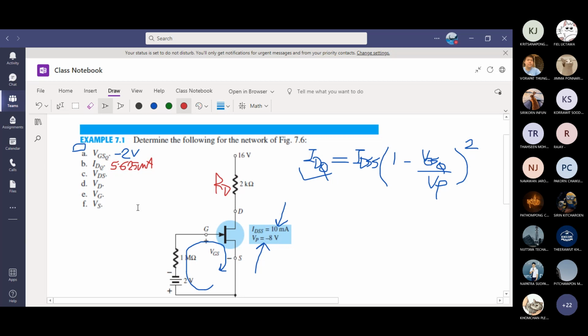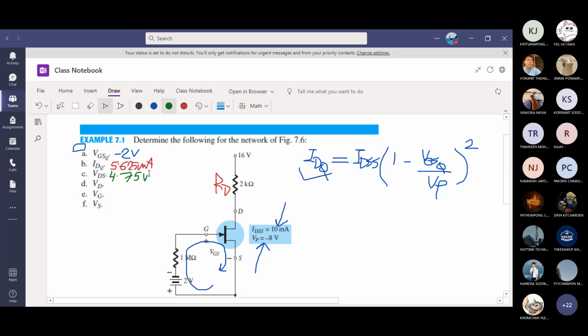Ajahn, I got number 3 equal 4.75 volt. 4.75 volt. Very well. That's the correct answer. 4.75 volts.